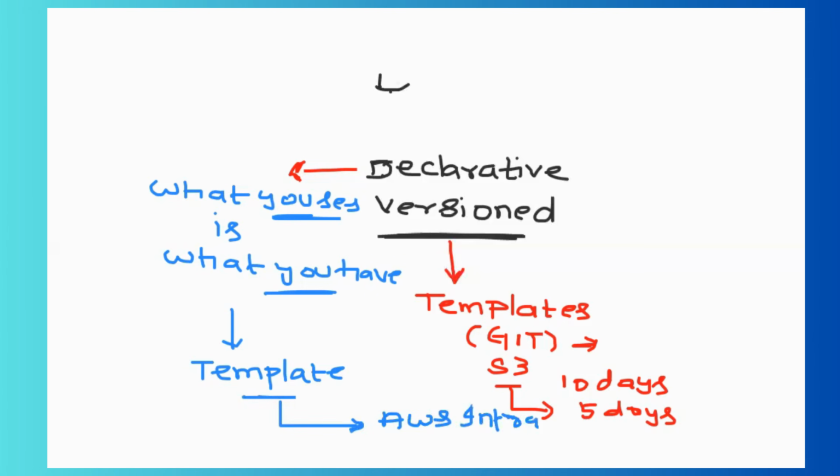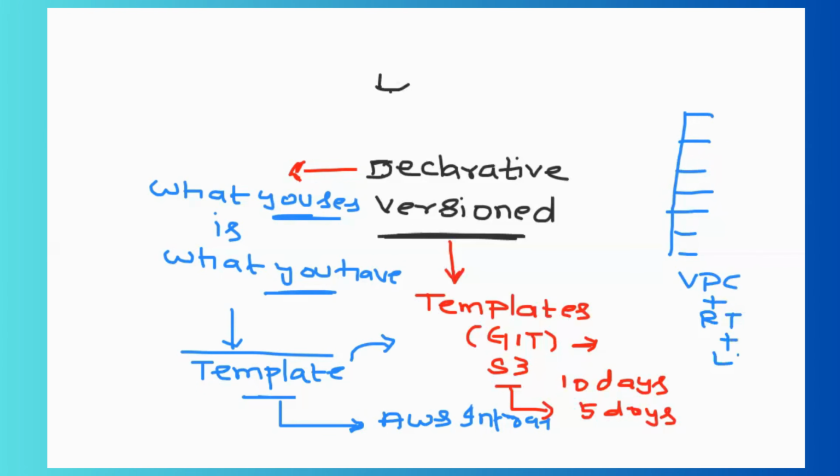By looking at the template, by reading the template, I should understand directly that these are the resources that are available on AWS. So if you are using a CloudFormation template to create a VPC plus route tables plus load balancer plus EC2, then I should be easily able to read this template directly. By reading the template, I should understand that when I execute it, these are the resources that will be created.